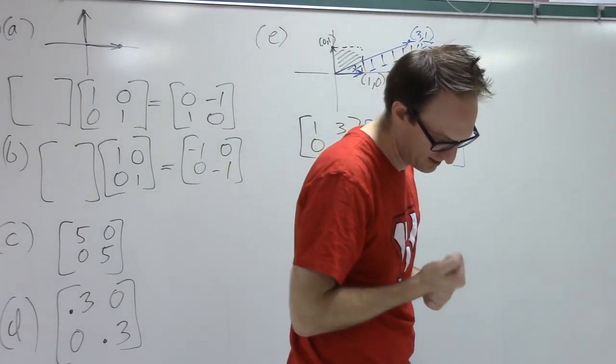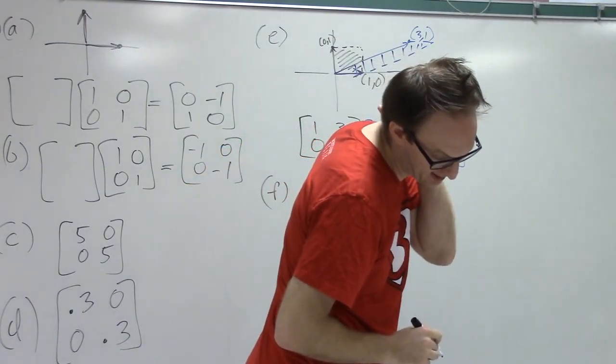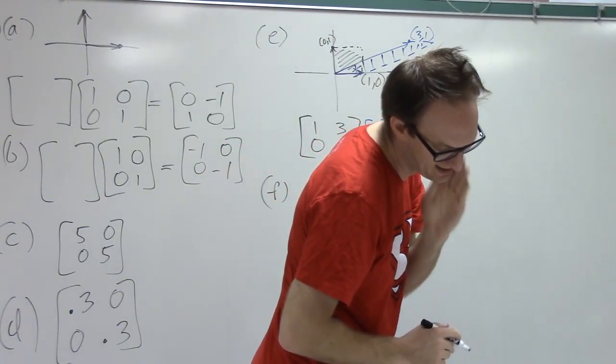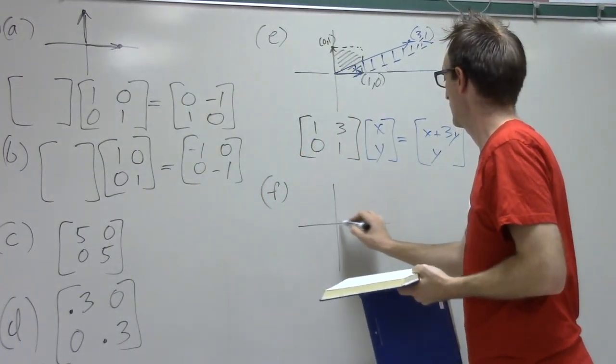Let's finish. F is a vertical shear that moves points to the right of the y-axis down by an amount. Oh man, this is hard again. Okay, I'll draw a picture.